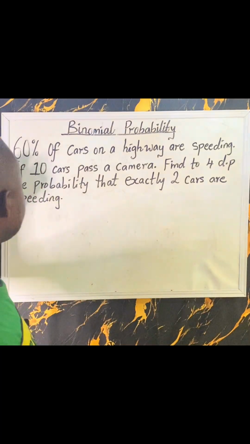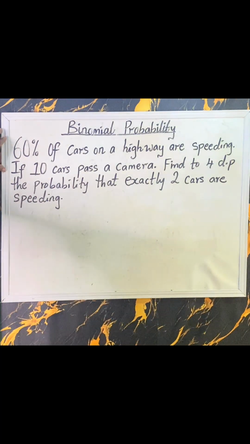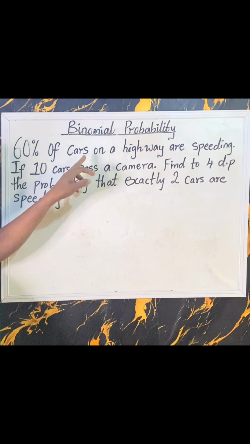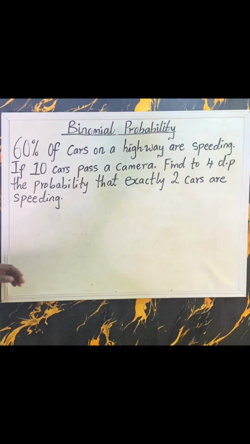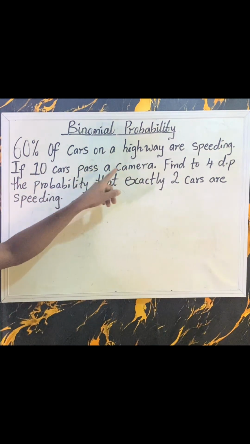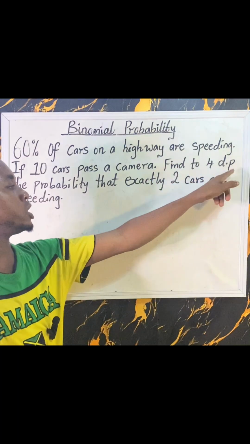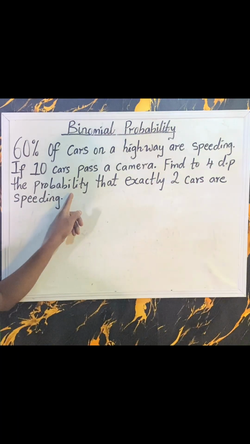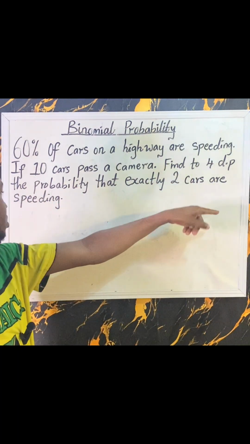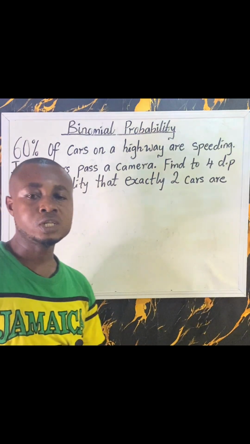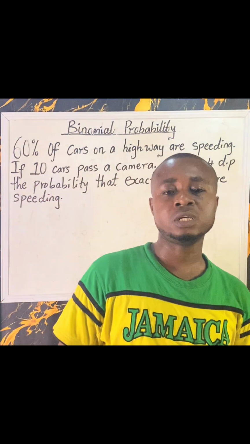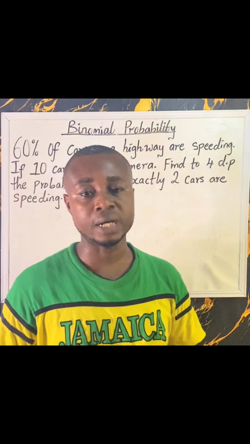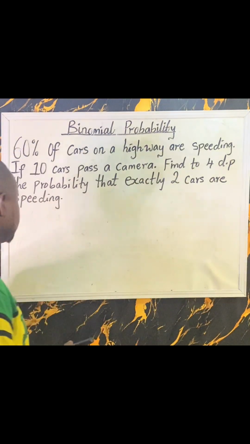So in this case, we have a related question which centers on binomial probability. The question reads thus: 60% of cars on a highway are speeding. If 10 cars pass a camera, find to four decimal places the probability that exactly two cars are speeding. All you need to do is to recall the binomial probability formula. And here it comes.